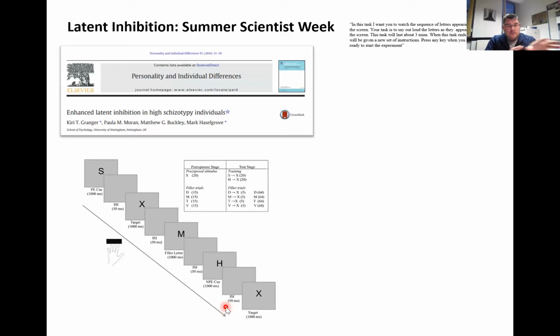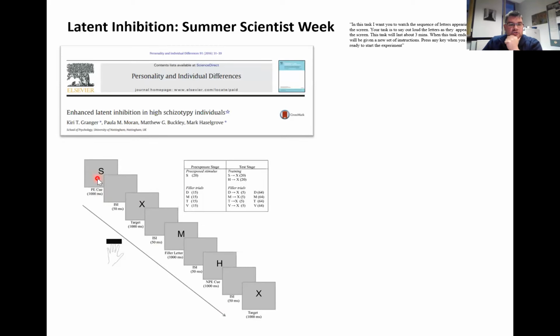Like in previous studies of latent inhibition, there are always two stages. There's a pre-exposure stage, which is used to establish a stimulus as familiar. And then there's a test stage where we're looking at learning to that familiar stimulus compared to a novel stimulus. And during the pre-exposure stage, what participants see on screen is a succession of letters appearing.